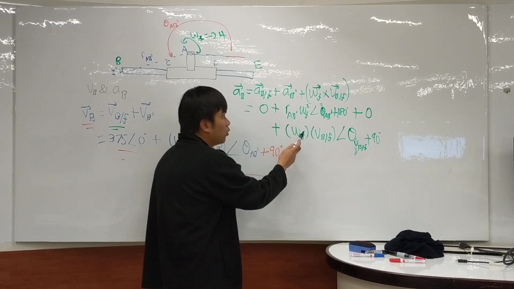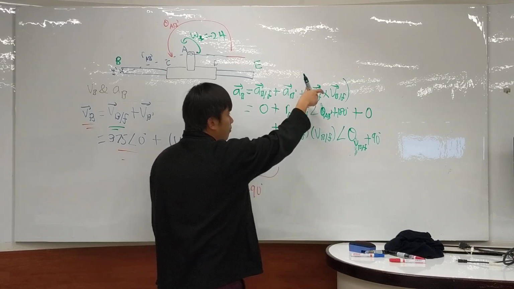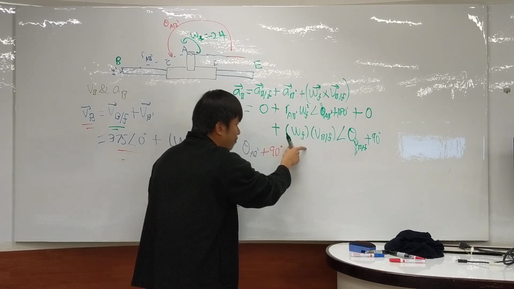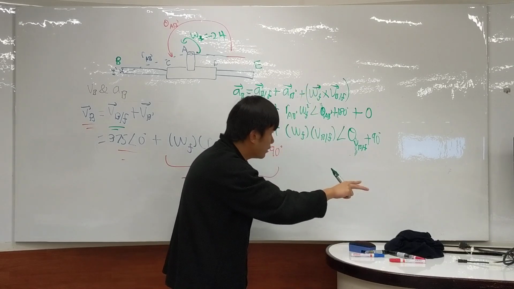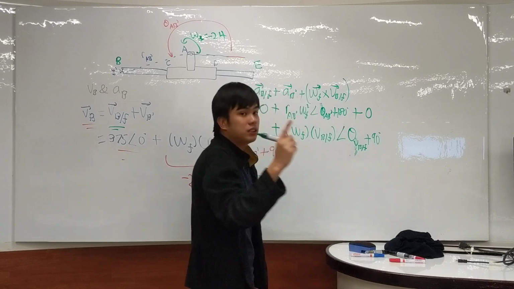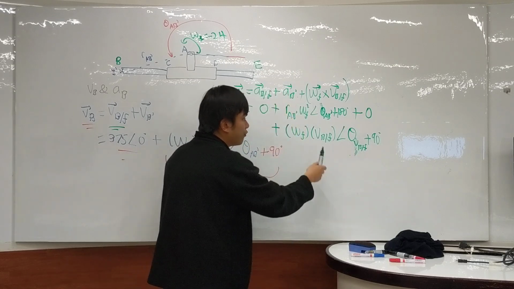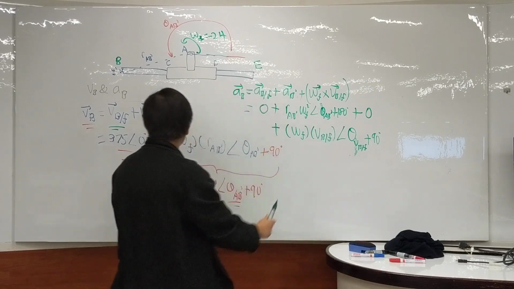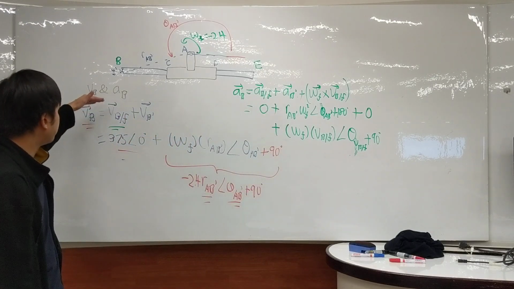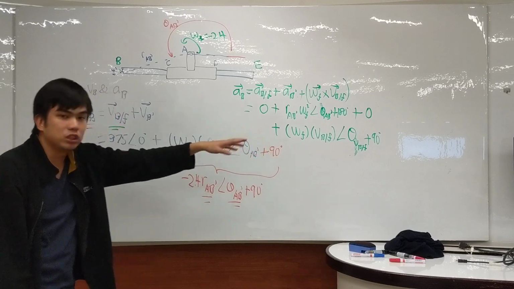Ignore this thing first. We get the magnitude for both omega F and VB slash F. Take the magnitude and multiply them together. Ignore everything first. And the direction is equal to the direction of VB slash F, theta VB slash F. How do you get this direction of VB slash F? Basically, you can look at it from the question here.